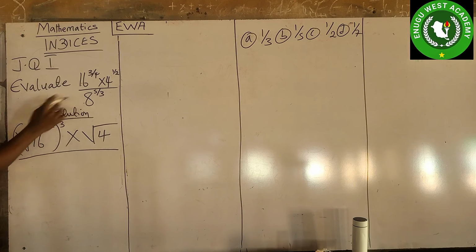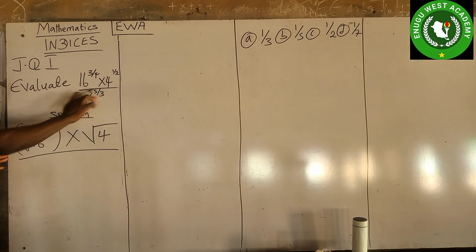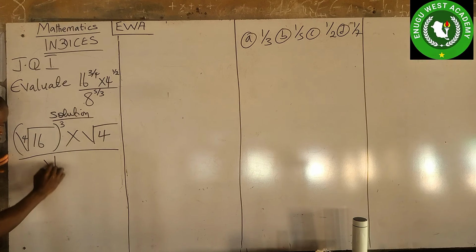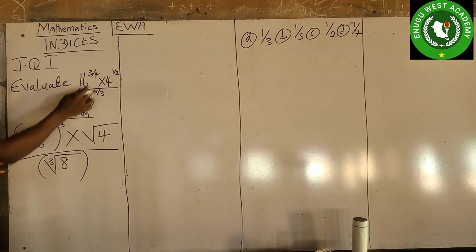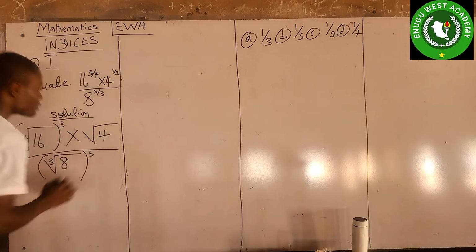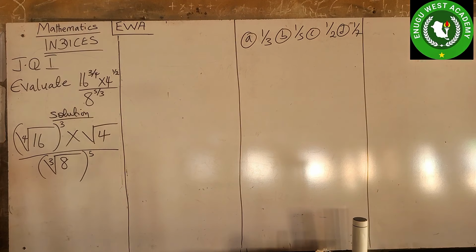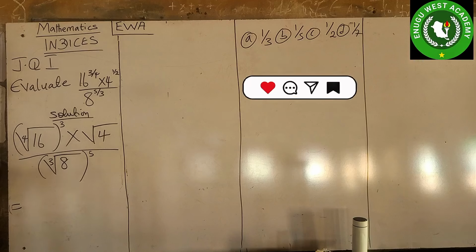Remember that. Now here, this will be the 3rd root, or you say cube root, of 8, raised to power 5. Now, so this is going to be what?